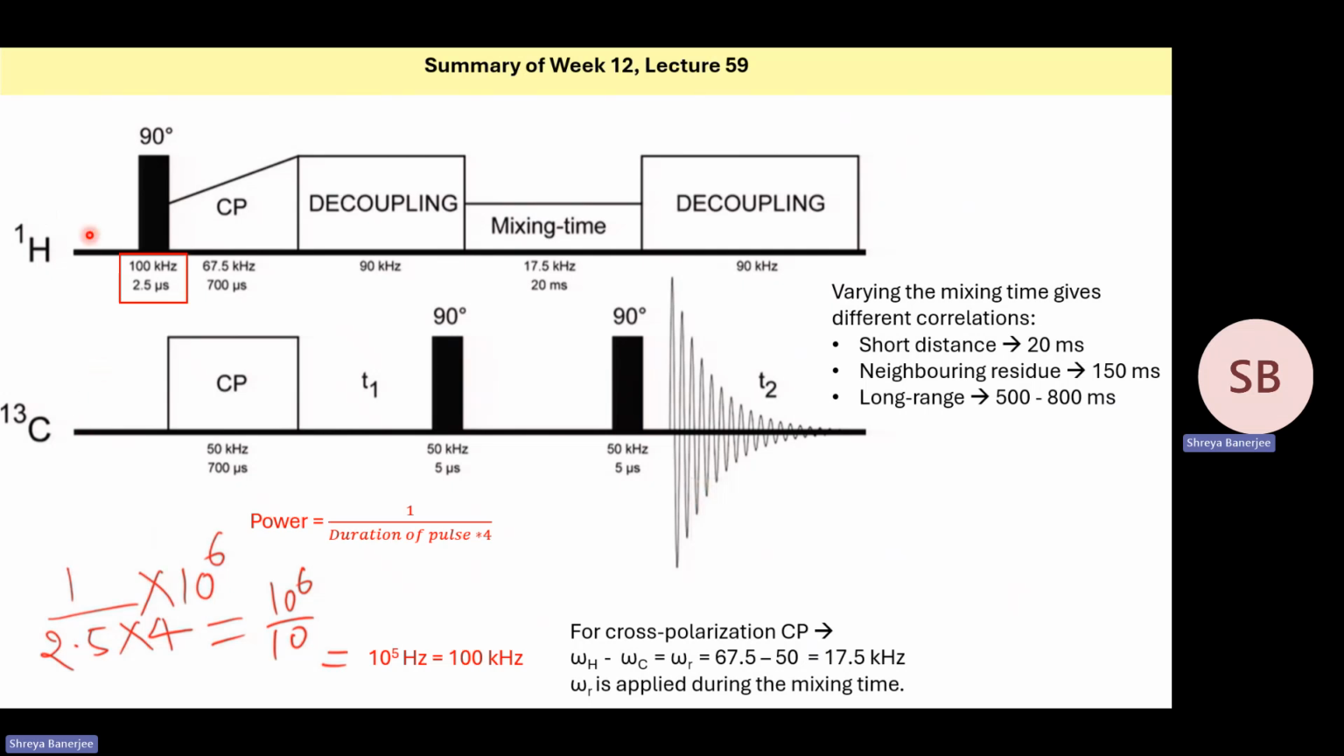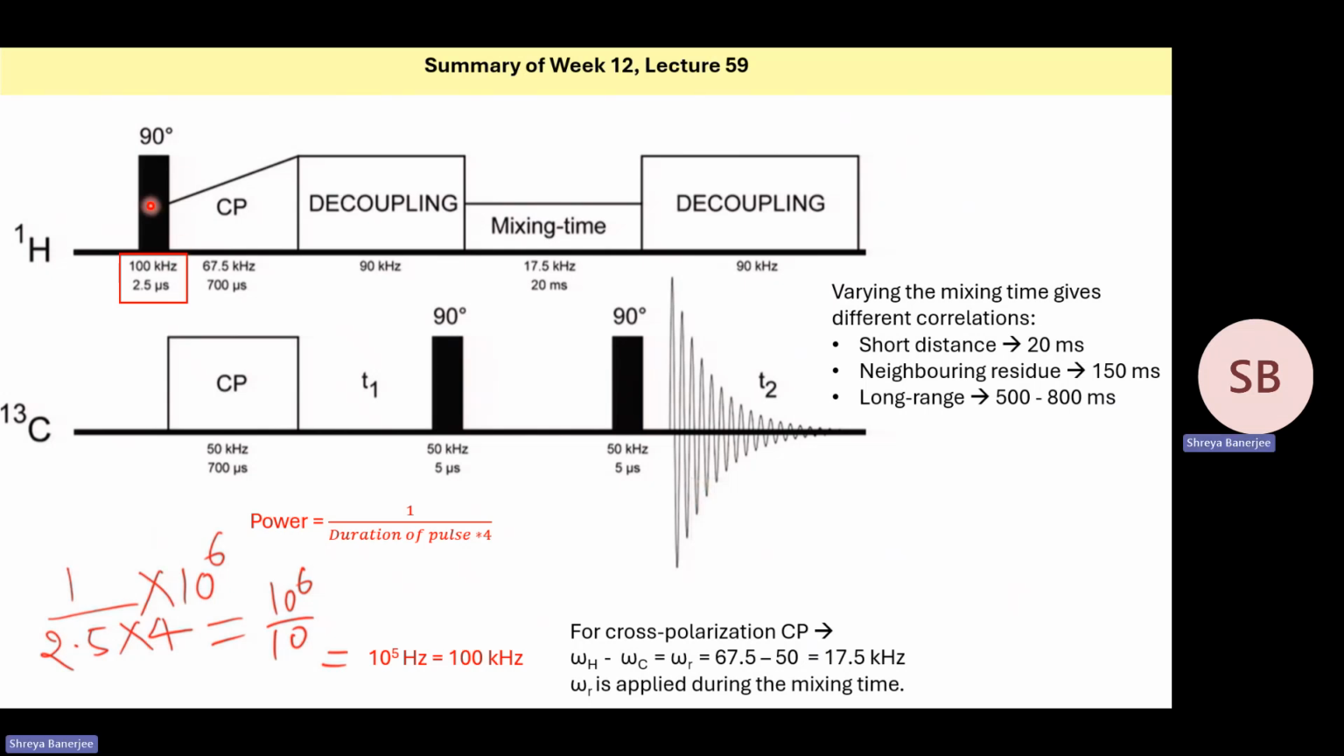So you have a 90-degree pulse sequence on hydrogen. Now, the duration of this pulse is 2.5 microseconds. The power of the pulse is defined as 1 by 4 times the duration of the pulse. So 1 by 4 times 2.5 microseconds, that is 2.5 times 10 to the power minus 6, which will go in the numerator as 10 to the power 6. This will equal 10 to the power 6 by 10, that is 10 to the power 5 hertz or 100 kilohertz. So 100 kilohertz is the power that is written here.